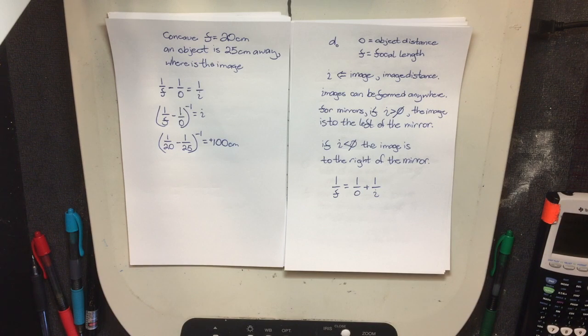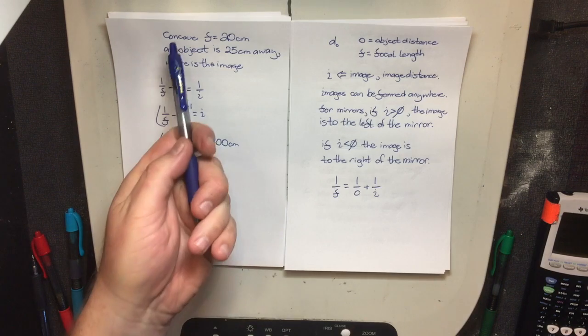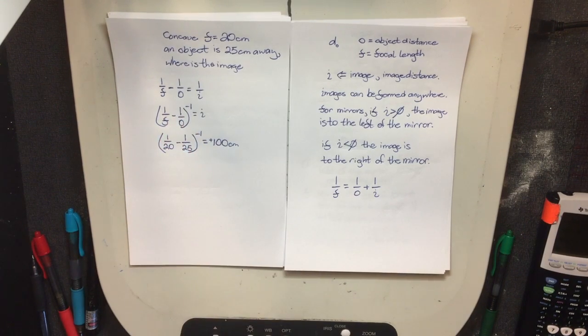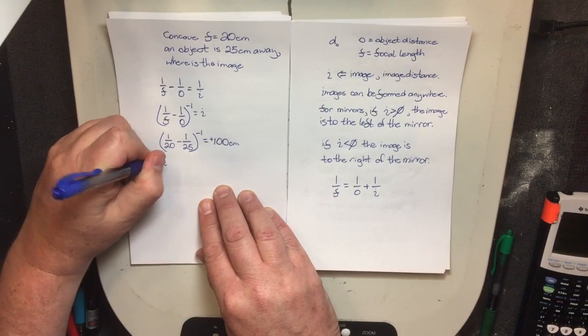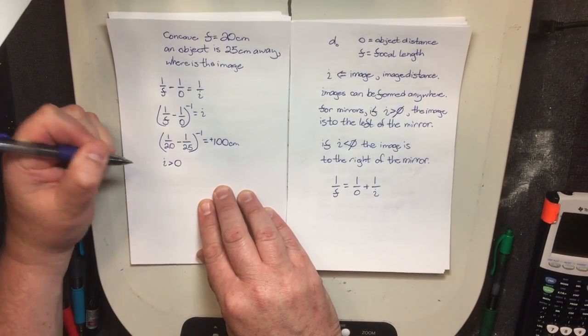In this particular case, you do use your plus or minus signs based on what's going on. If this was a convex mirror of 20 centimeters, we would use a focal length of negative 20. If it's a concave mirror, we use the positive focal length. In this case, the image distance is greater than 0.